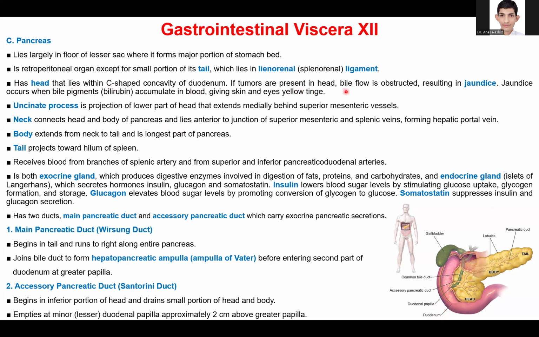Tumors present in head, bile flow is obstructed, resulting in jaundice. Jaundice occurs when bile pigments, bilirubin, accumulate in blood, giving skin and eyes yellow tinge. Uncinate process is projection of lower part of head and extends medially behind superior mesenteric vessels.